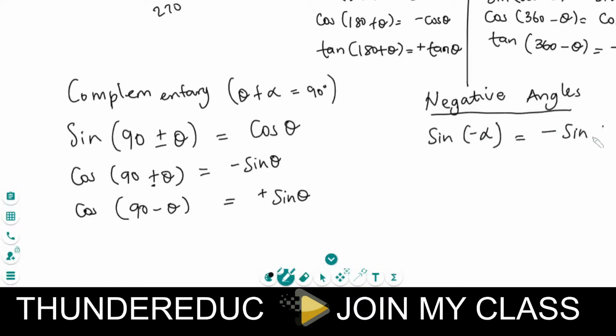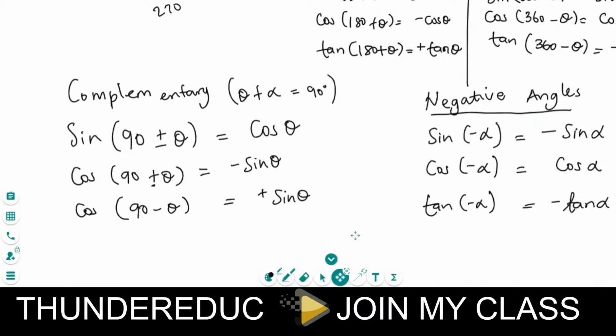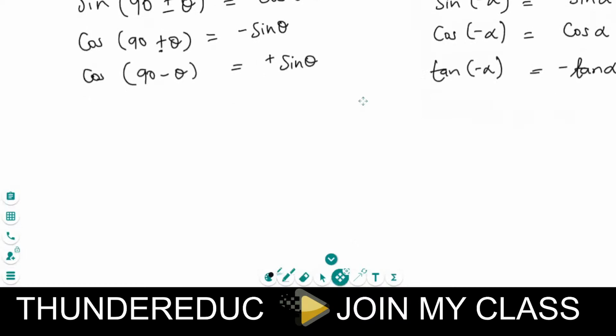negative sine of that angle. Then if we have the cos of a negative angle, this will always be ignored because we shall always end up with the same value as the cos of a positive angle. And then if we have the tan of a negative angle, take the negative out, and then you express it just like that. And then we also have some identities that we need to remember.